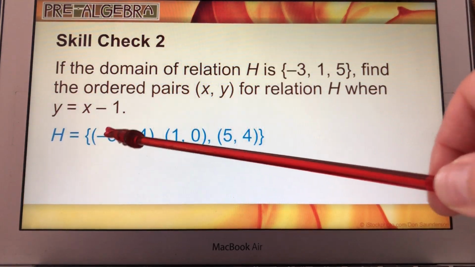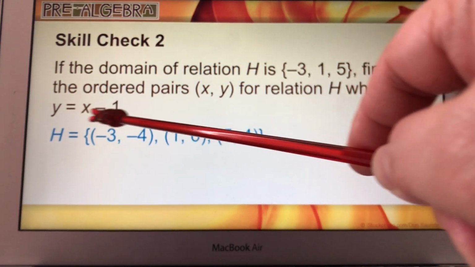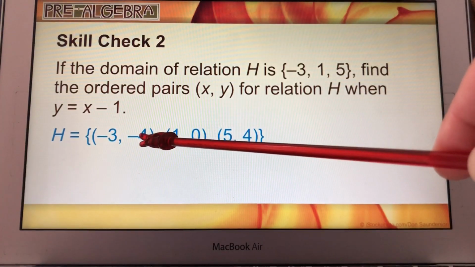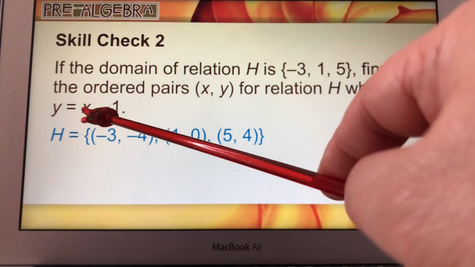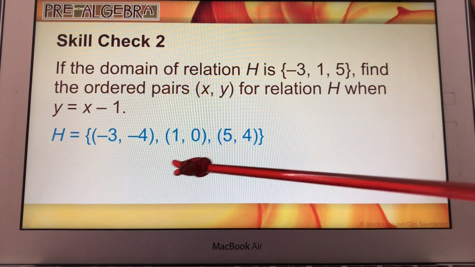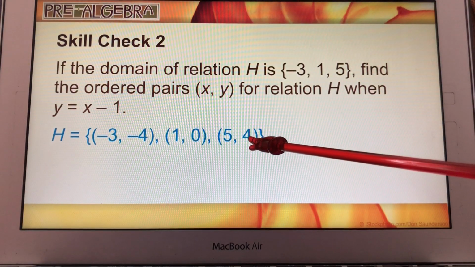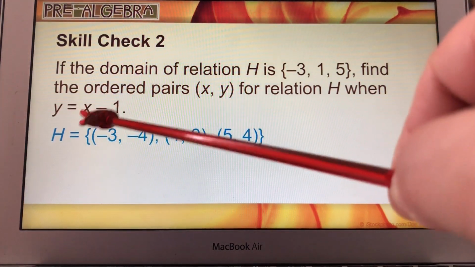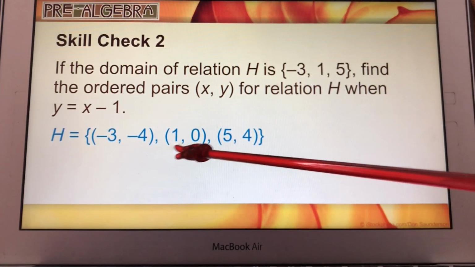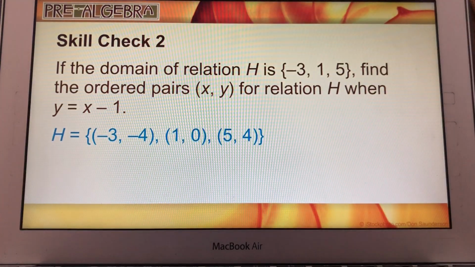So when you do that, -3, okay, -3 minus 1 is going to give us -4. That's our value for y. If you have 1 right here, 1 minus 1 gives us 0. So this is 1, 0. If we use 5 right here, 5 minus 1 gives us 4, right? So we have 5, 4. Now this is the relation H, and this is the whole set of ordered pairs when y equals x minus 1.